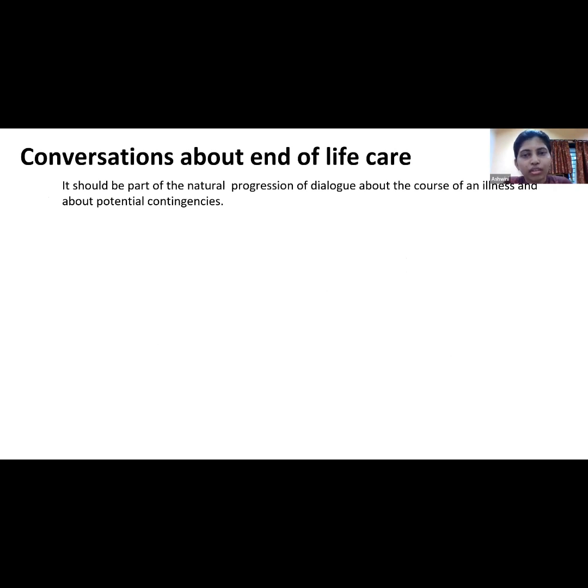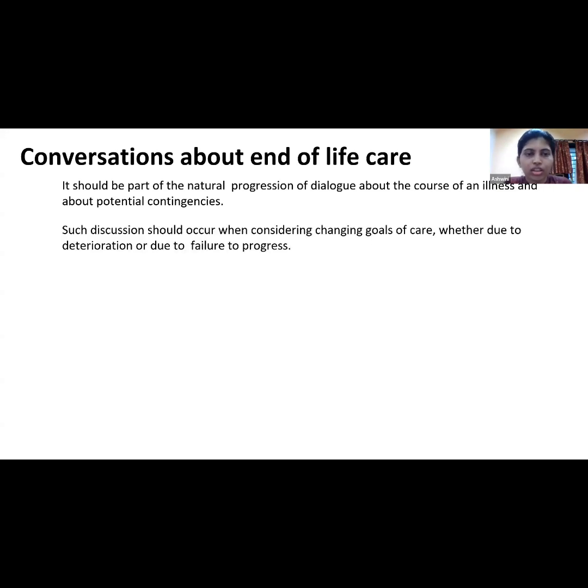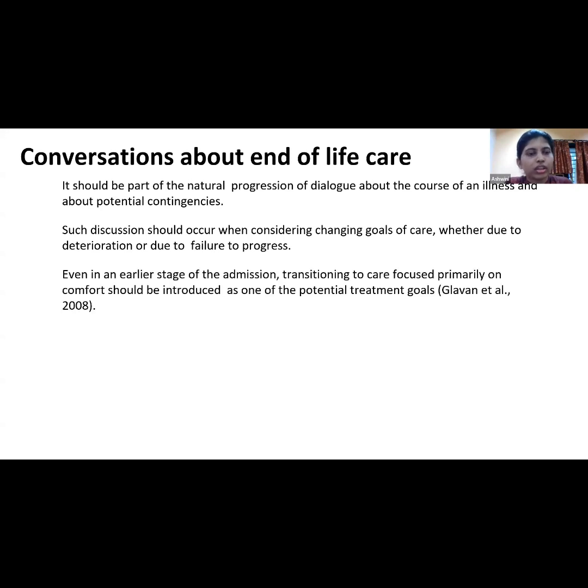Conversation about end of life care should be a part of the natural progression of dialogue about the course of an illness and about potential contingencies. Such discussions should occur when considering changing goals of care, whether due to deterioration or due to failure to progress. Even in an earlier stage of admission, transitioning to care focused primarily on comfort should be introduced as one of the potential treatment goals.